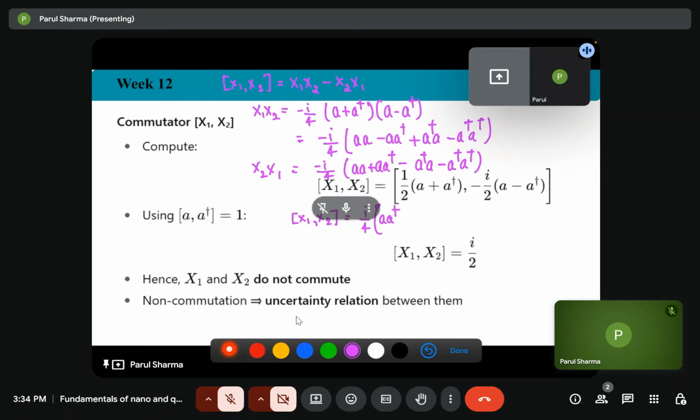a dagger a minus a dagger a plus a, because a dagger a will cancel out. We will have the fourth term, and these two, these two.